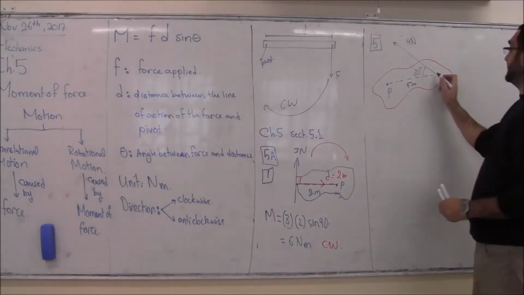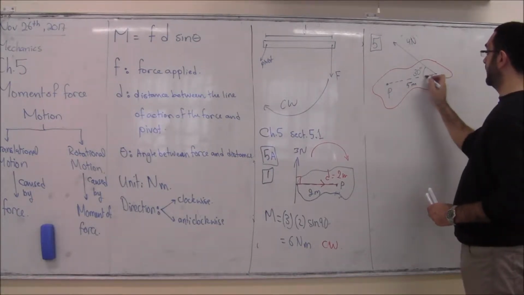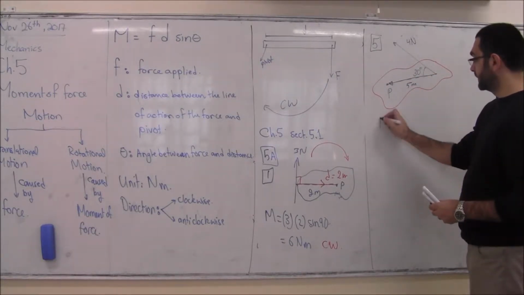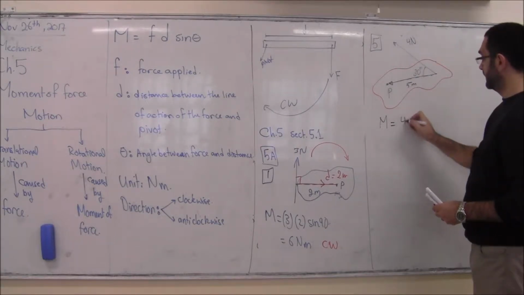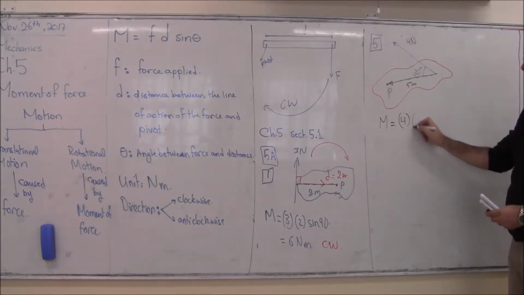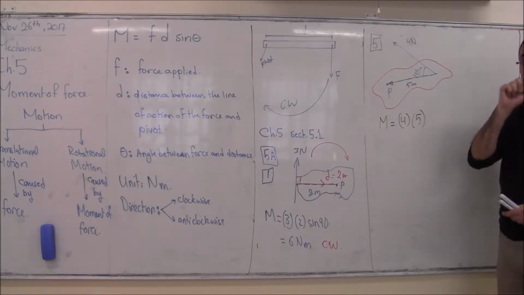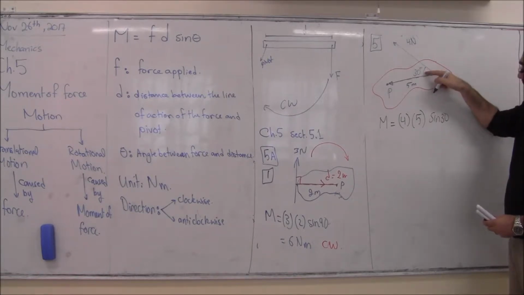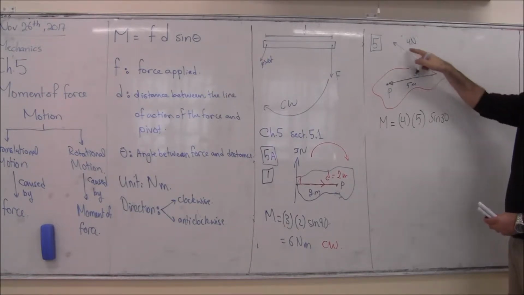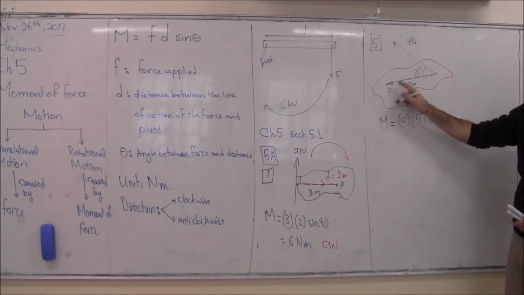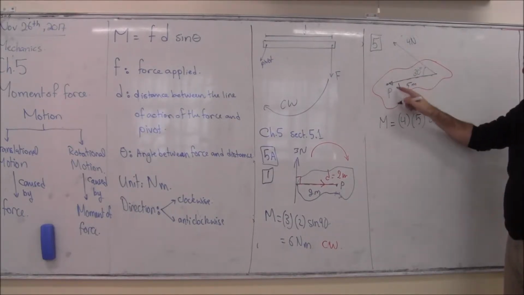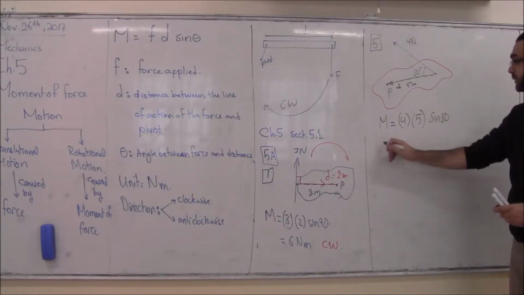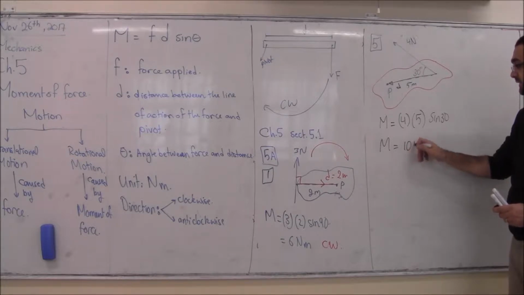Look here, please. This is the distance. So the moment equals 4 times 5, the distance, times sine 30. It's the angle between the force applied and the distance. Force and distance. So this would be 10 Newton meter.